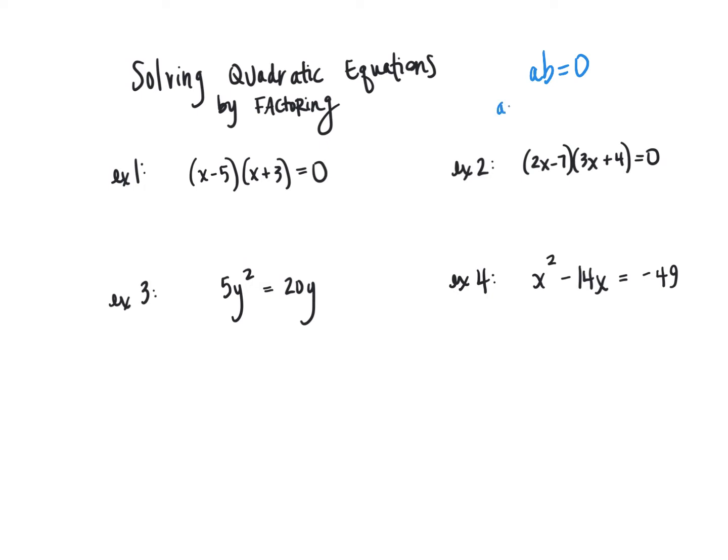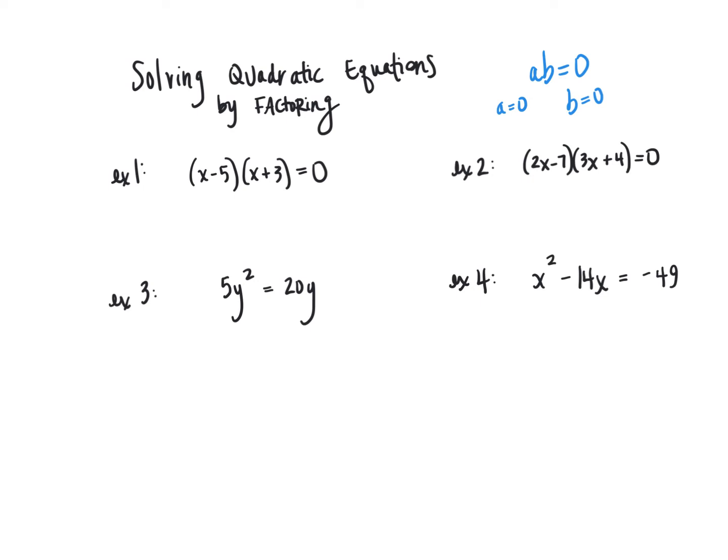If A is 0, the left side, of course, 0 times anything would be 0. Or B could equal 0, and 0 times whatever A is would give you 0. Or, of course, they both could equal 0. So we're going to use that same principle when we're solving quadratics. You need one side equal to 0.